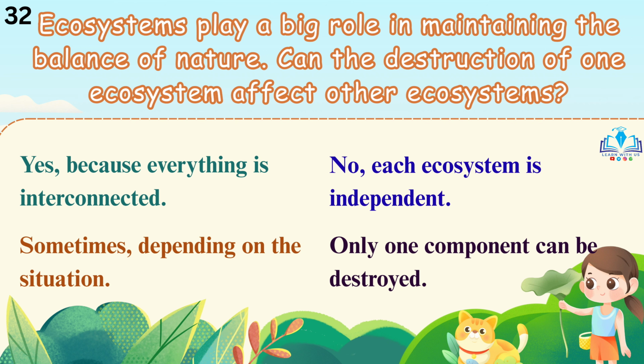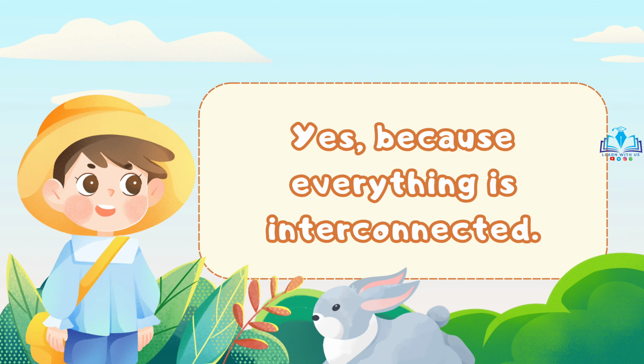Question 32. Ecosystems play a big role in maintaining the balance of nature. Can the destruction of one ecosystem affect other ecosystems? Yes, because everything is interconnected. No, each ecosystem is independent. Sometimes, depending on the situation, only one component can be destroyed. Answer: Yes, because everything is interconnected.